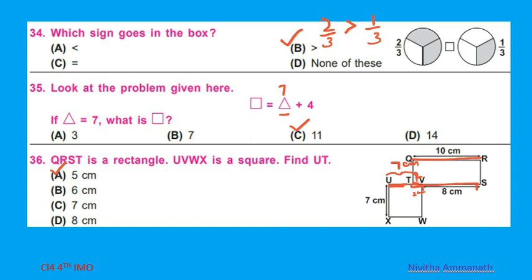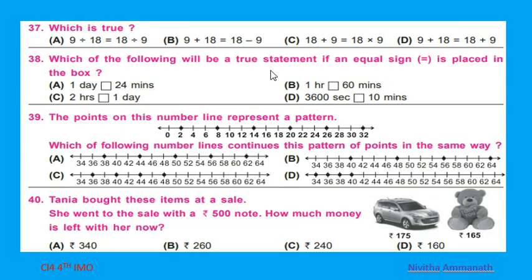Next one. Which is true? 9 divided by 18 equal to 18 divided by 9. Not possible. 9 divided by 18 means 9 by 18, that is 1 by 2. 9 twos are 18, so 1 by 2. 18 divided by 9 means 2 by 1, that is 2. 1 by 2 is not equal to 2. So this is not correct.